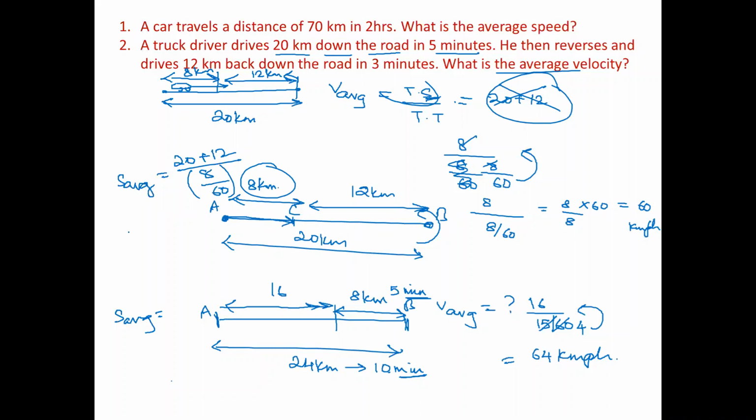So this is 32 into 60 by 8. 8 fours are 32. 4 into 60 is 240. 240 kilometers per hour, 240 kmph. In the same way, find this one.